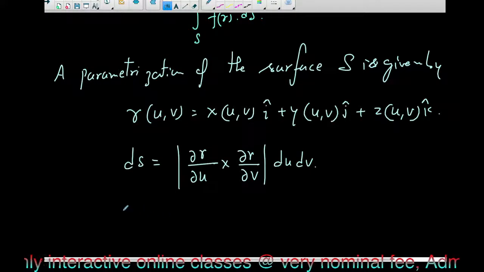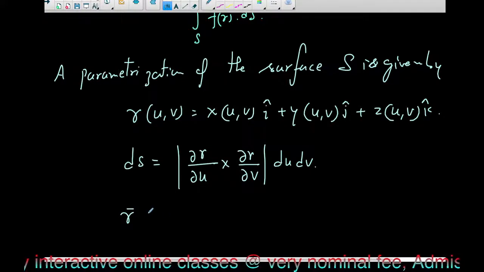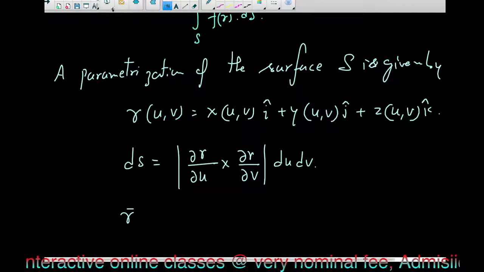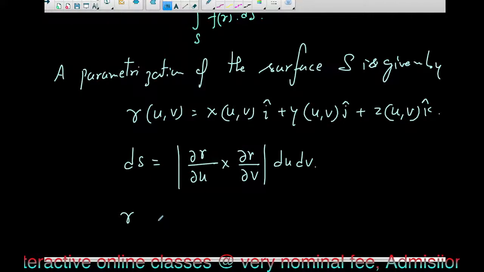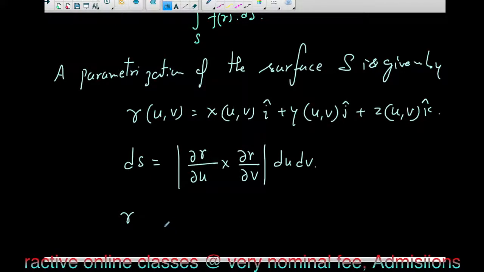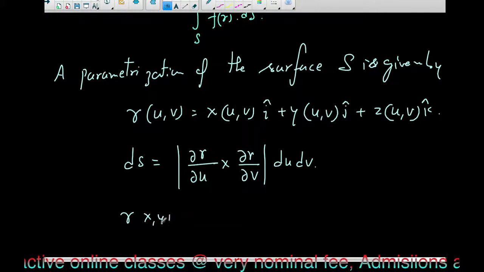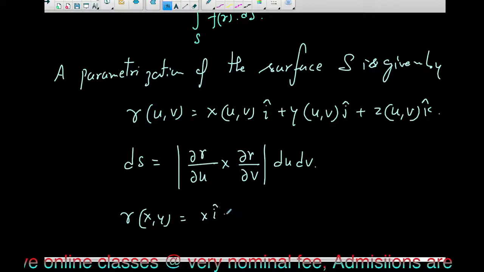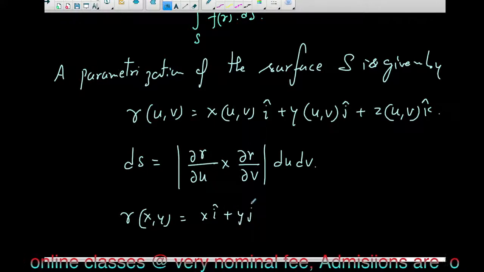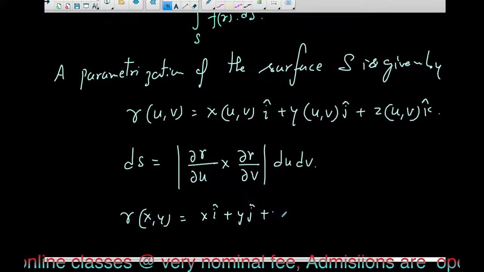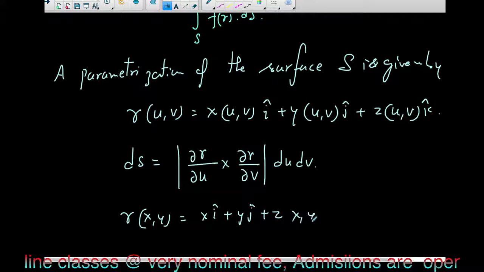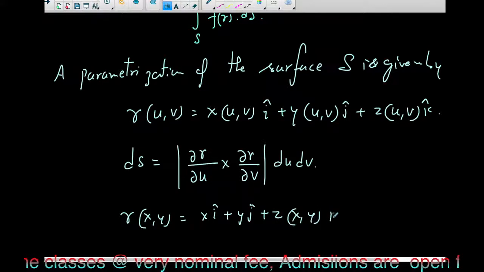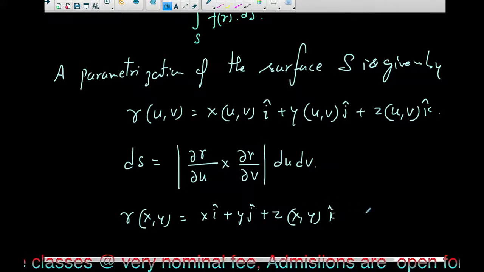Now, if r is r of x, y, suppose we write it as x i unit vector plus y j unit vector and plus z, which depends on x and y, k unit vector, right?